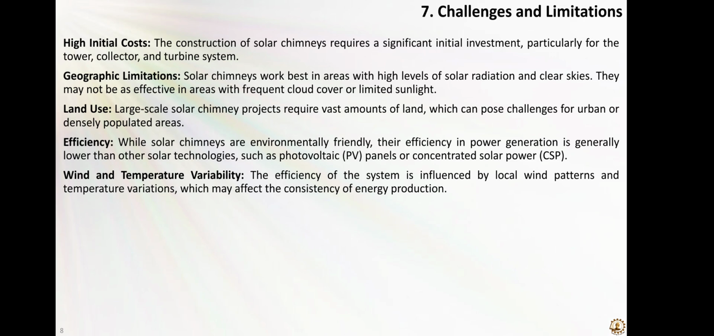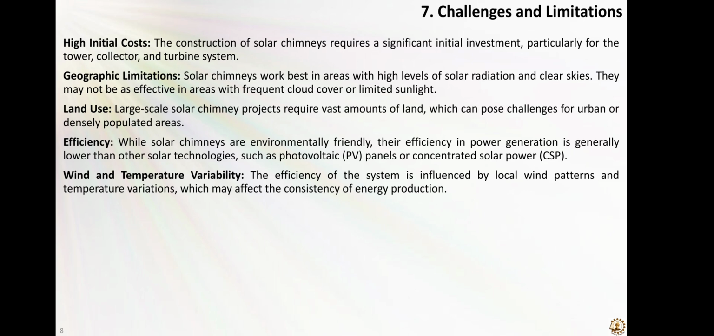Now this is the project. Till now we have not introduced the solar chimney project as a common or readily practiced source of energy. So there are some challenges and limitations of this solar chimney project. The first is high initial cost. If you are going to construct a solar chimney project, the cost will be higher. And there is also a limitation of the location.